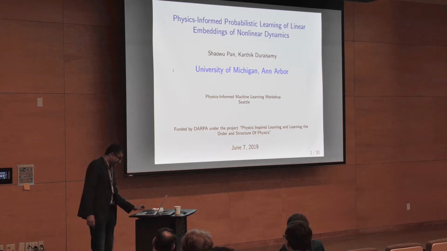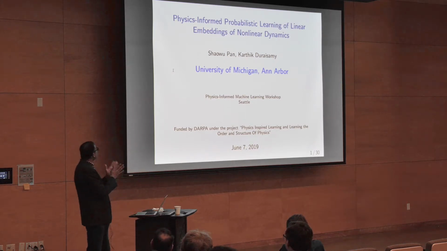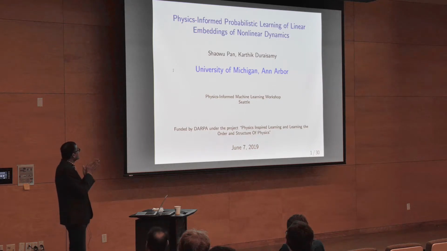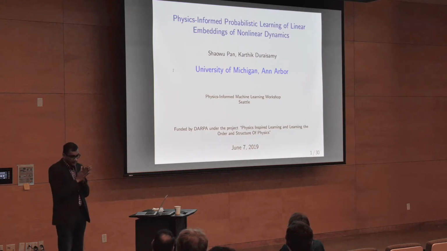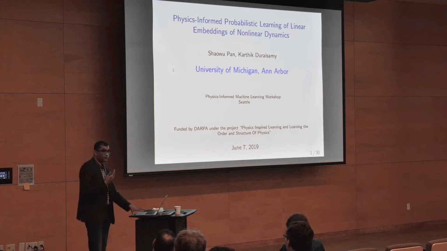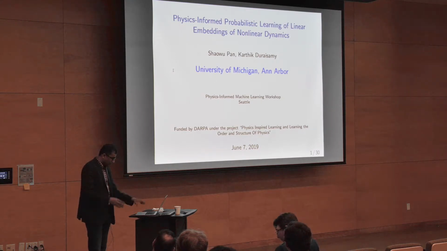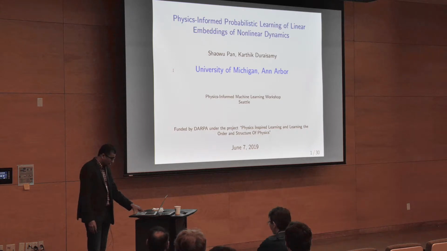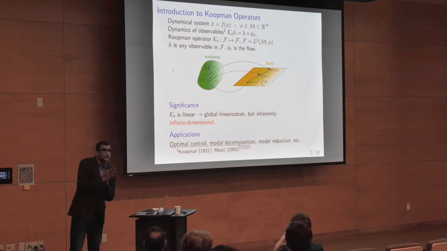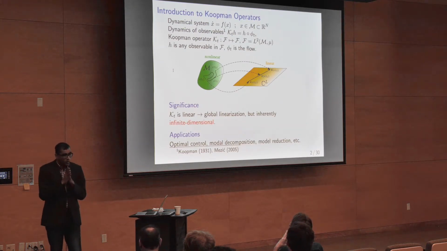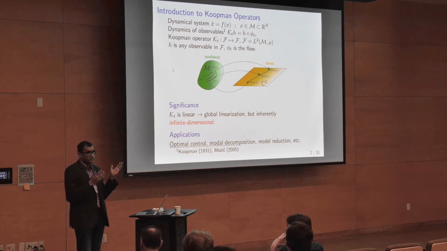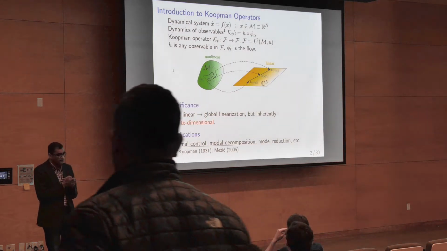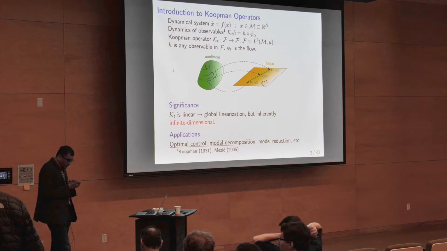Anyway, so the title is Physics Informed and Probabilistic Learning of Linear Embeddings. Physics information will actually come in 3 or 4 different places in the presentation, so I think it's important. But first, let's start with the why and the what of linear embeddings. So why do we need these, and what is the Koopman operator?